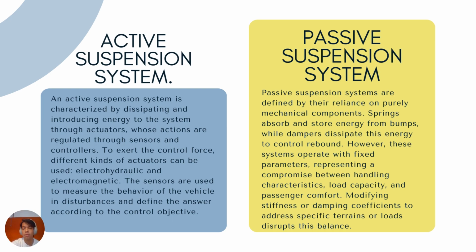For the passive suspension system, it is defined by its reliance on purely mechanical components, because it works just using springs and dampers. Springs absorb and store energy from bumps, while dampers dissipate the energy to control the bump. However, these systems operate with fixed parameters, representing a compromise between handling characteristics, load capacity, and passenger comfort.